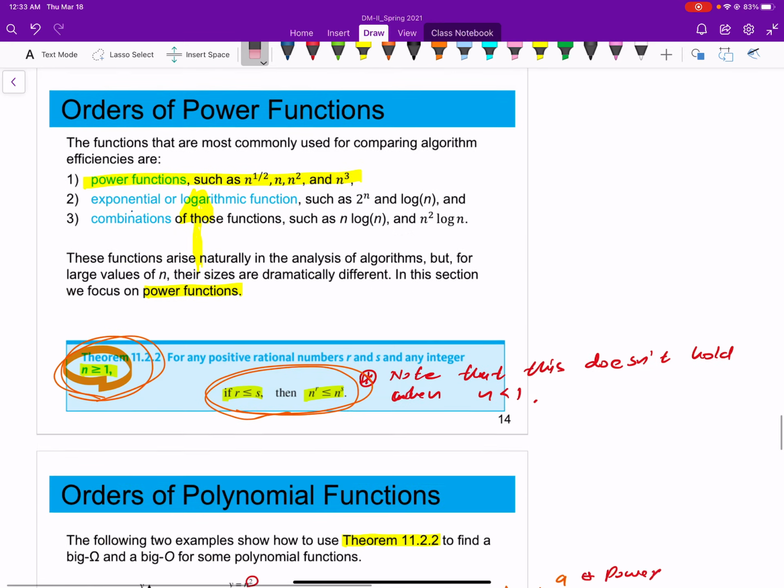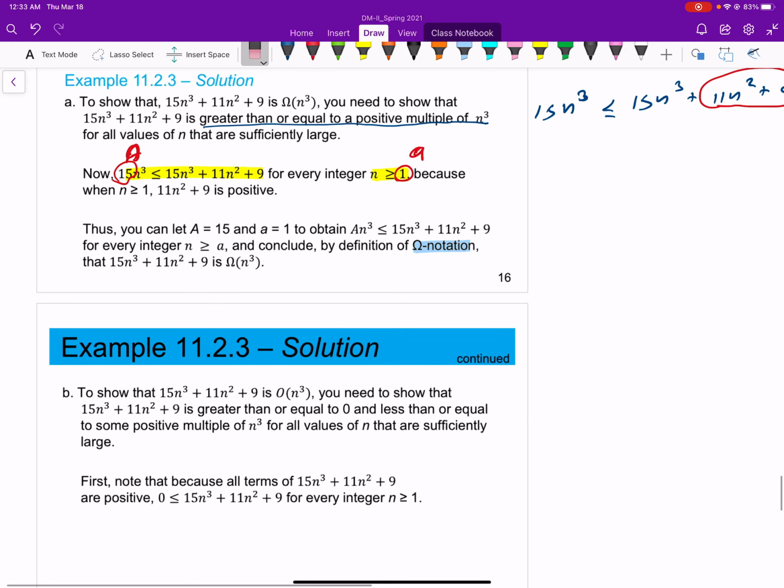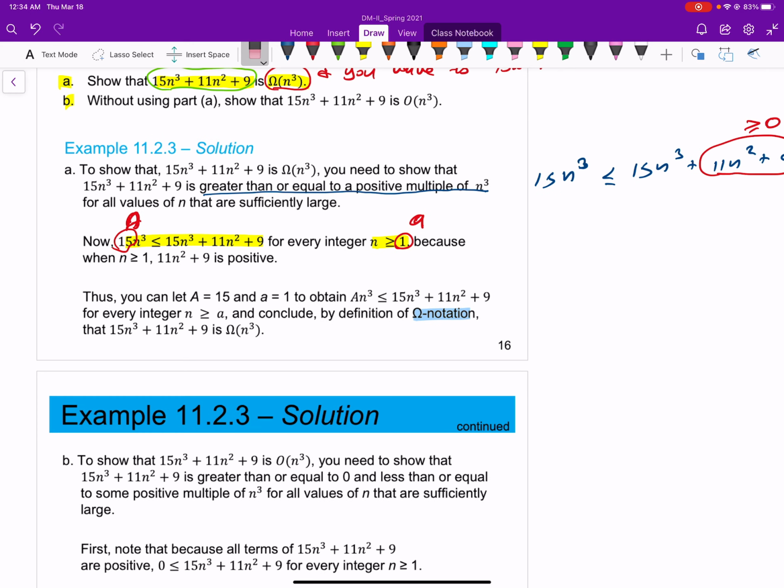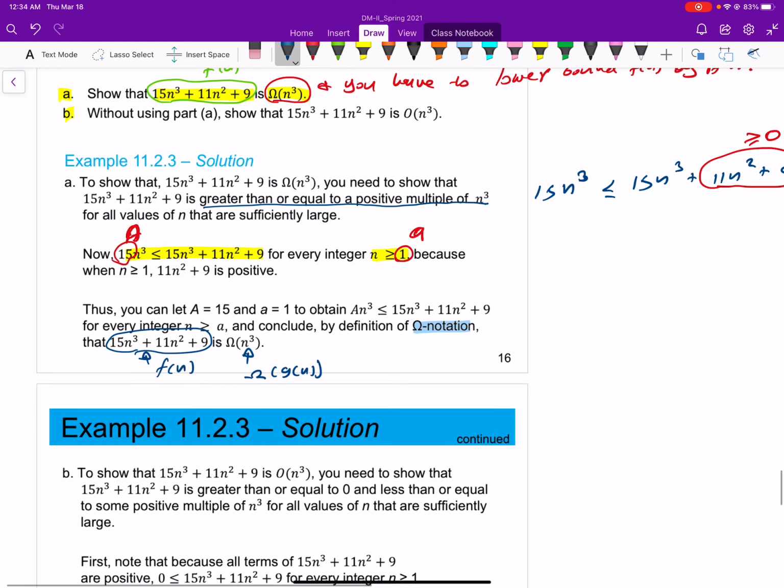All right, go back to the place where we stopped. So then we can write this function, which is the given function, that is actually omega g of n. This is f of n, right? So that is the omega. That is how we put that into omega notation.